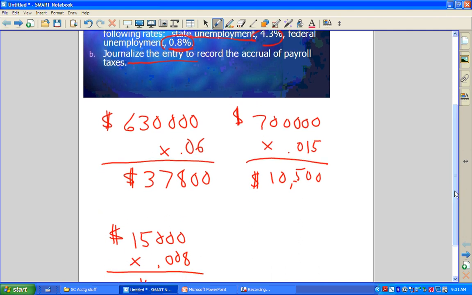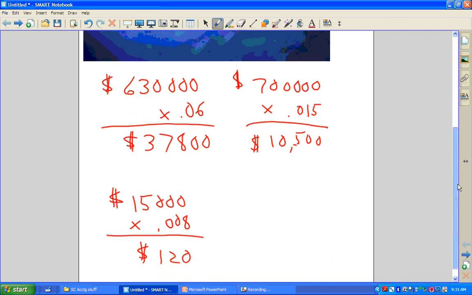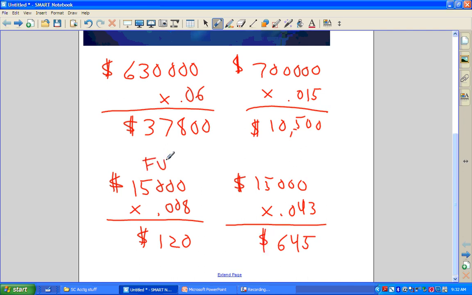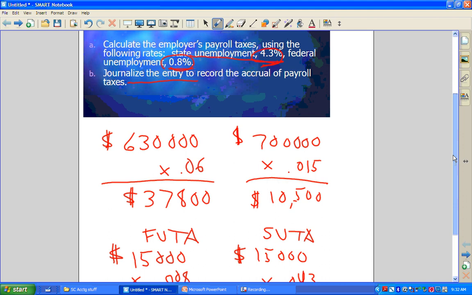So 4.3% is the next one for state unemployment tax. Notice it's bigger, but the dollar amount is the same, at least the dollar amount that we apply the rate to. So 0.043 is that rate there. When I multiply this out, I get $645. So there are my two amounts for SUTA and FUTA. Now, the last part of the problem says journalize the entry.